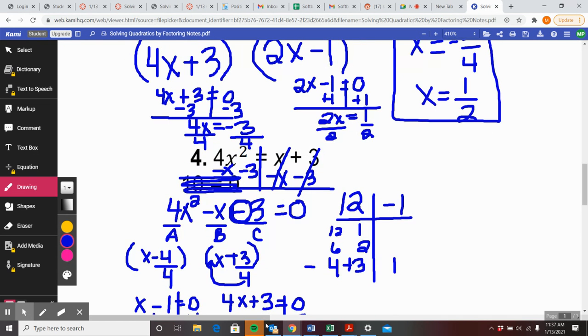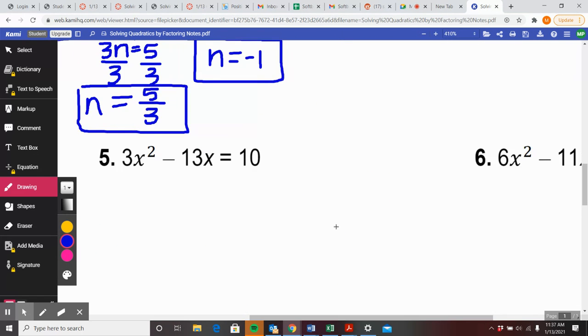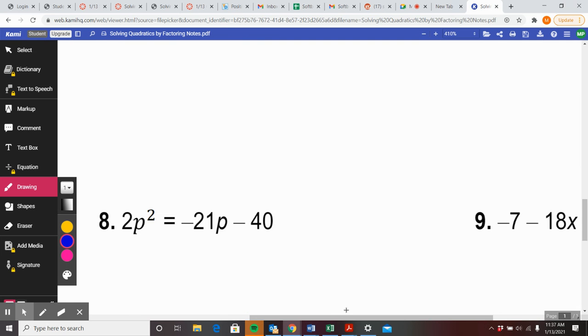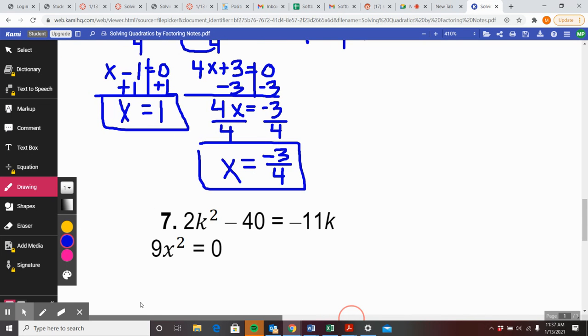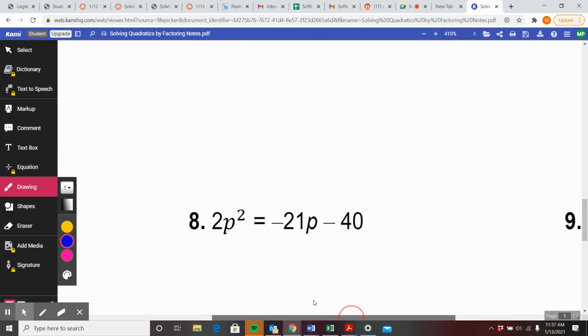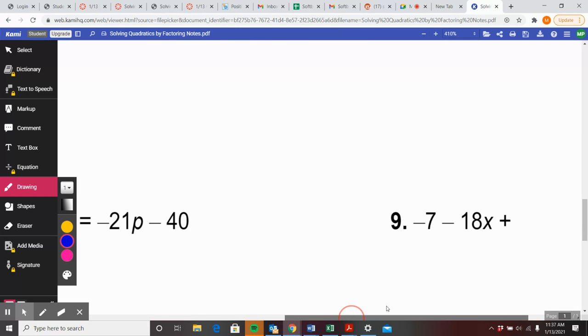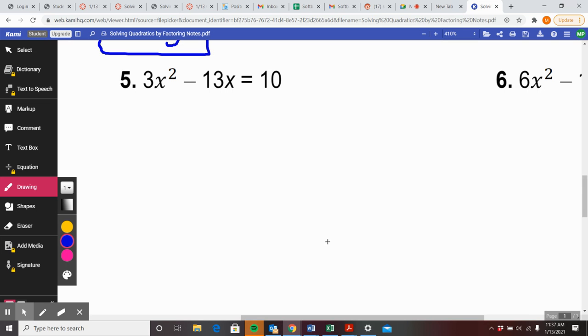I'm going to do one more with you, but I'm going to pick, well, all of them are pretty much the same. We'll just do 5. Okay. So this is 3x squared minus 13x equals 10. So what do I need to do to that 10? It needs to go to the other side, right?